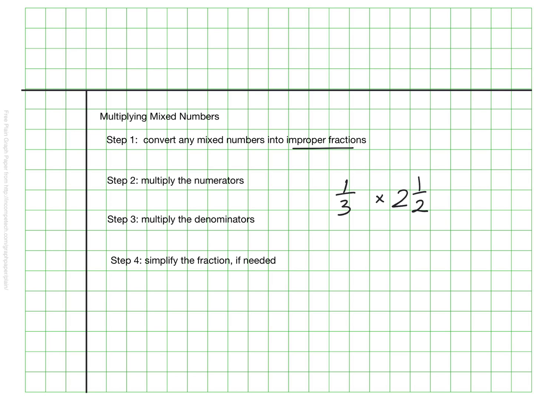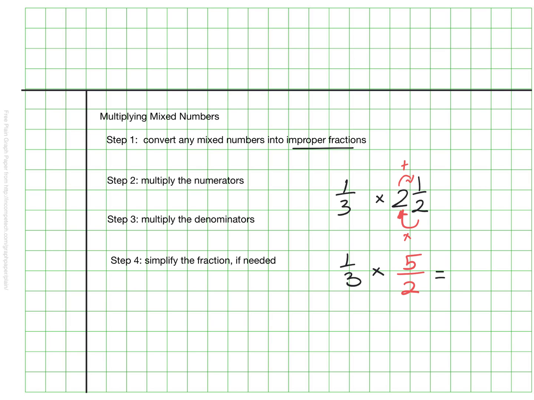Let's look back at that example we did at the beginning with the model, right? So I have 1/3 of 2.5. 1/3 is fine, right? That's already a fraction, but I need to convert 2.5 into an improper fraction. So that means I'm going to say, well, 2 times 2 is 4, plus 1 is 5. This is the fraction 5 over 2. And so then I would just rewrite this as 1/3 times 5 over 2. And from there, I just do what I've done before.